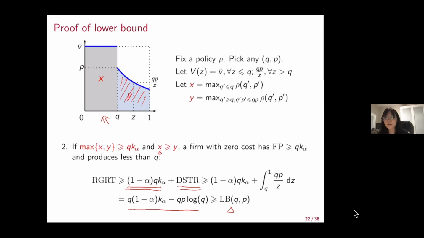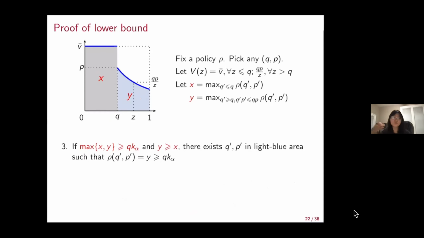Okay, now, what's the third scenario? The third scenario is that you really want to incentivize the firm to go beyond Q, right? The only way to achieve that is that you subsidize the firm a lot if the firm goes beyond Q. So this is the third scenario: the max of X and Y is greater than Q times K alpha, and Y is greater than X. This means that at one point in this blue area, the firm can get a lot of subsidy, potentially high subsidy from the regulator.